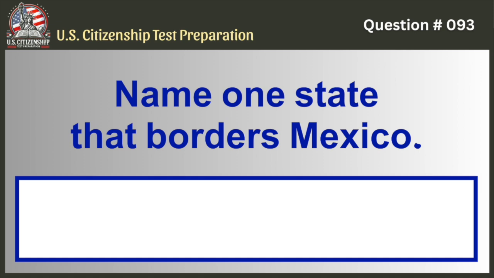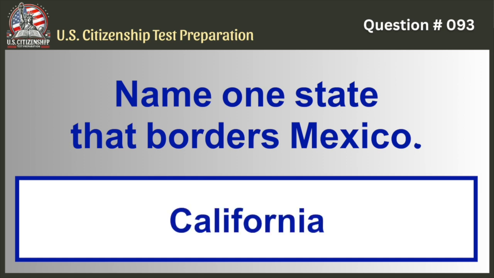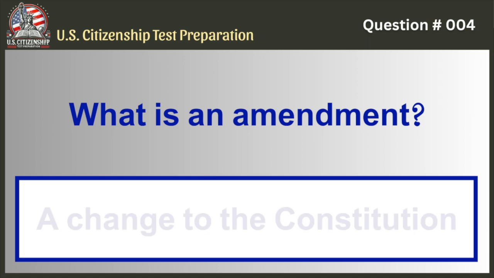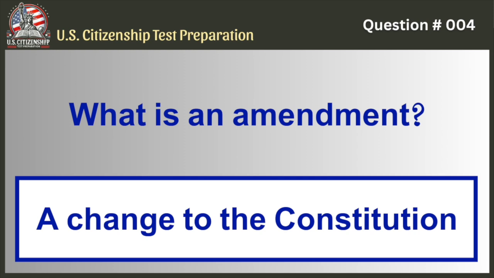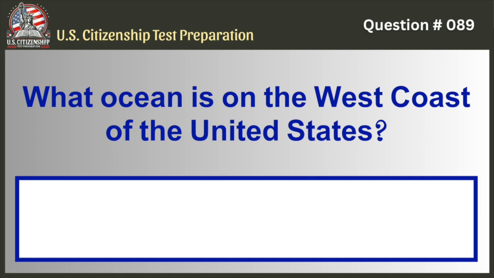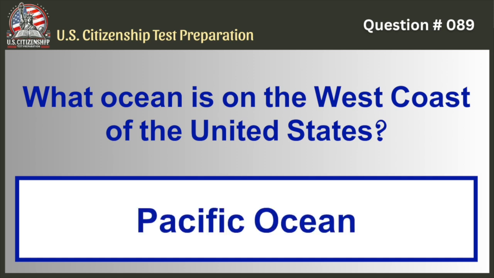Name one state that borders Mexico. California. What is an amendment? A change to the Constitution. What ocean is on the west coast of the United States? Pacific Ocean.